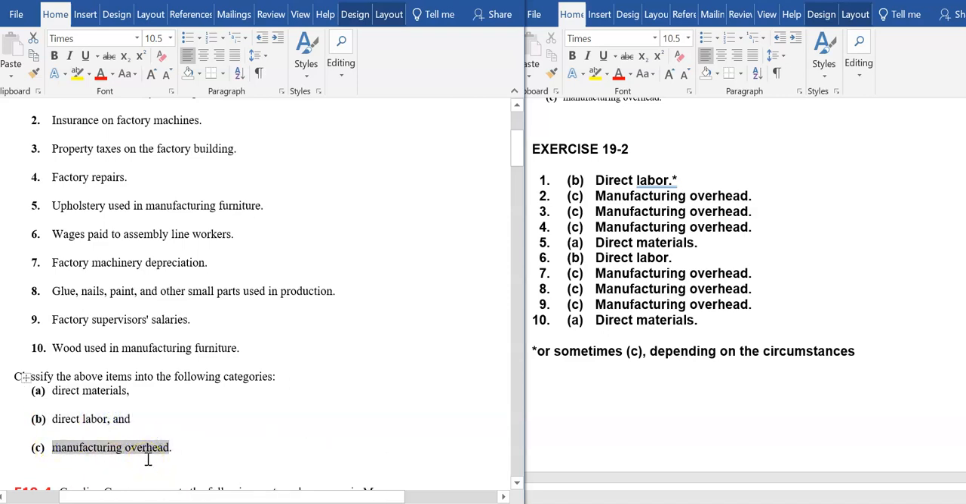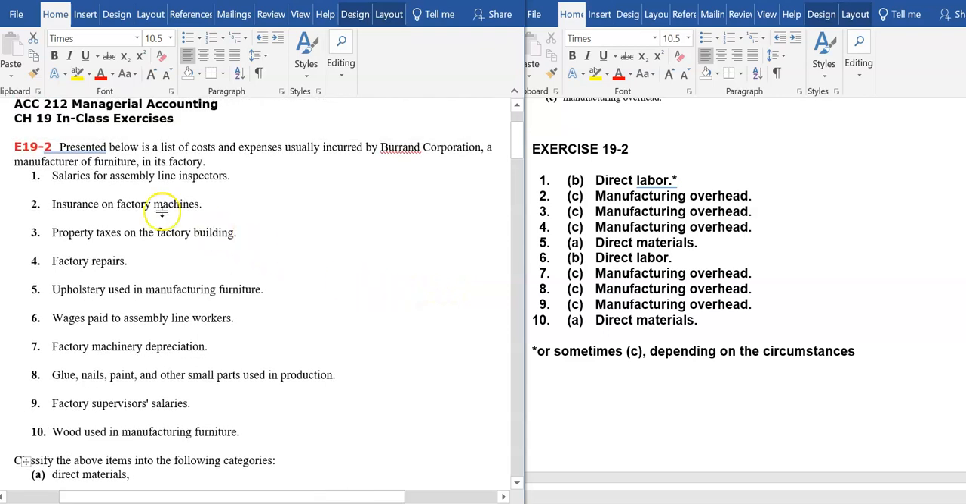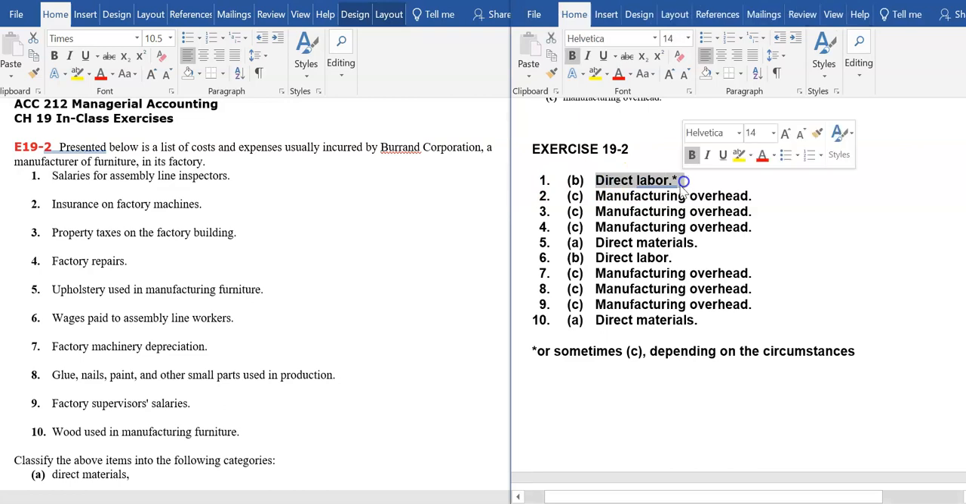Overhead costs are going to be any cost incurred while manufacturing a product that are not direct materials, or material costs that can be directly traced to each inventory item, or direct labor costs, or labor costs that can be directly traced to each inventory item. Taking a look at the first one, salaries for assembly line inspectors. These are the inspectors that are really on the assembly line inspecting the product. We can trace the costs that they incur for their salaries directly to each inventory item. This would be considered a direct cost, and it is a direct labor cost.